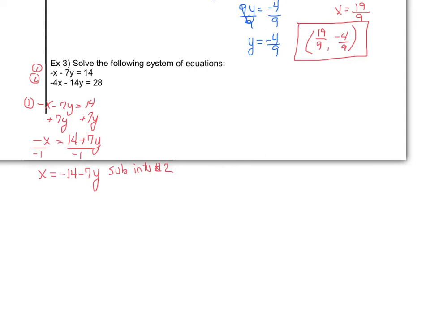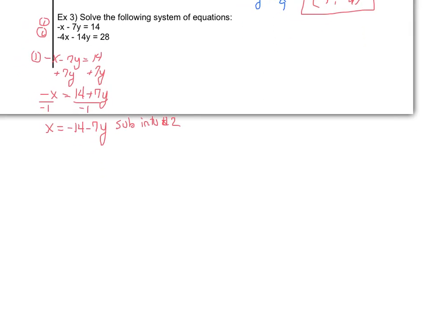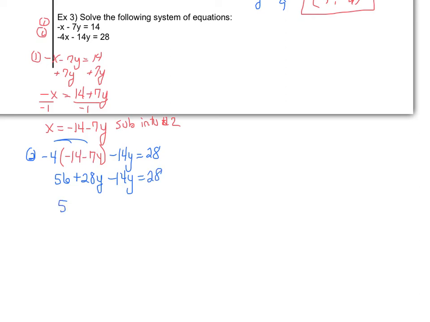So I'm going to take equation 2, and number 2 is negative 4x. So in place of x, I'm going to put this expression in parentheses. And now I'm going to start my solving process. So negative 4 times negative 14 I found to be 56. Negative 4 times negative 7, positive 28y. After distributing, I'll combine like terms.